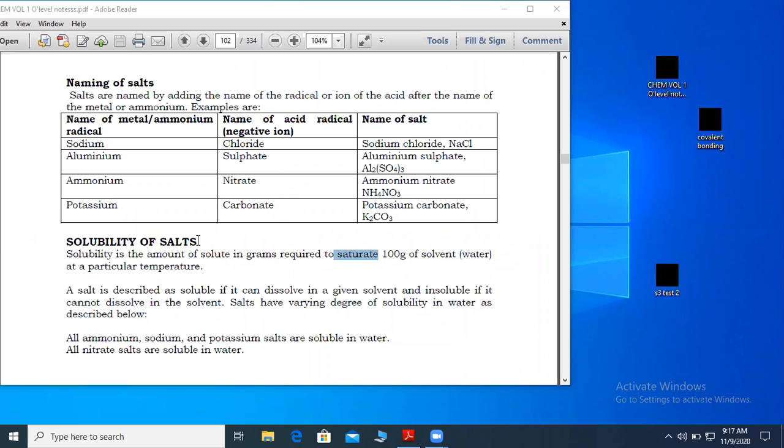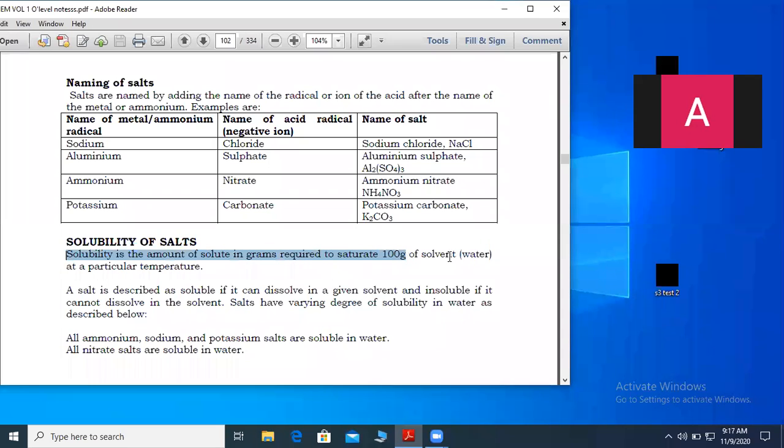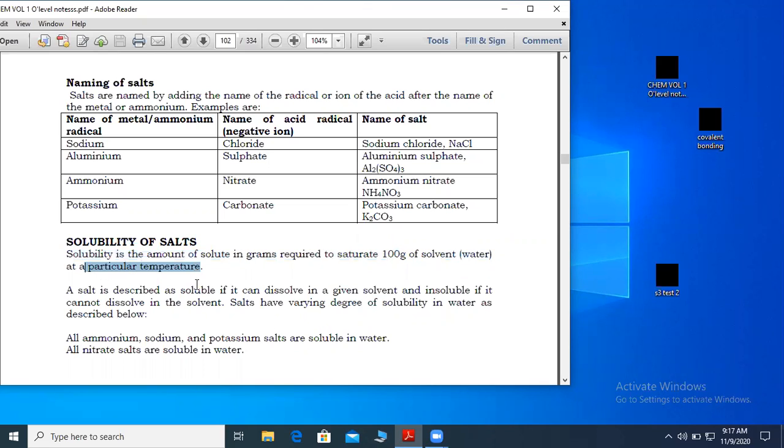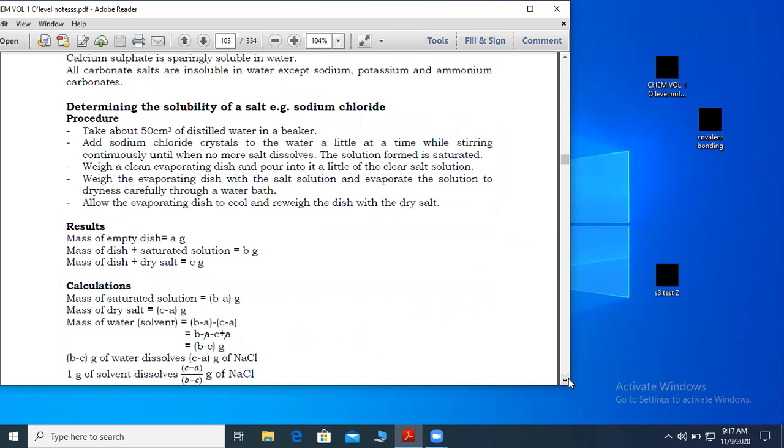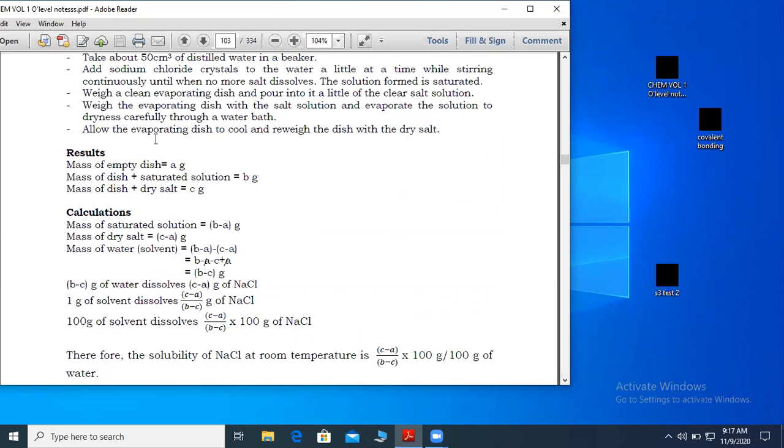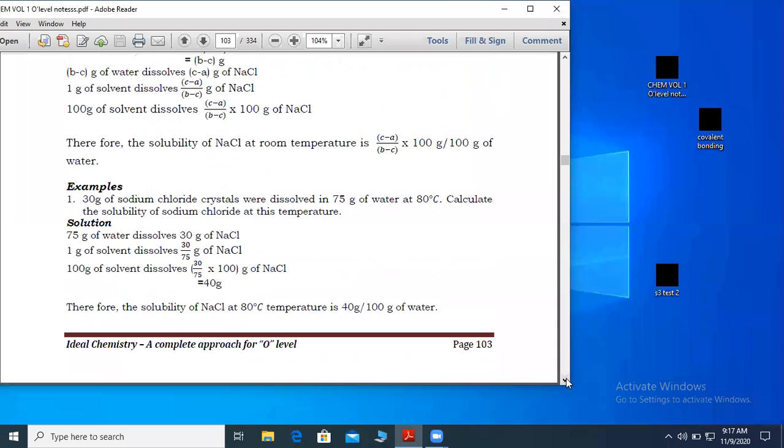So solubility is the amount of solute in grams required to saturate 100 grams of solvent, which is usually water, at a particular temperature. This phrase must be there also, at a particular temperature, because solubility changes with temperature. So from there, we looked at an experiment to determine solubility of a salt, you remember, but all in all, what was important was the calculations.